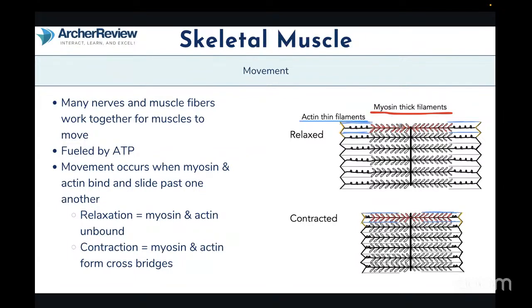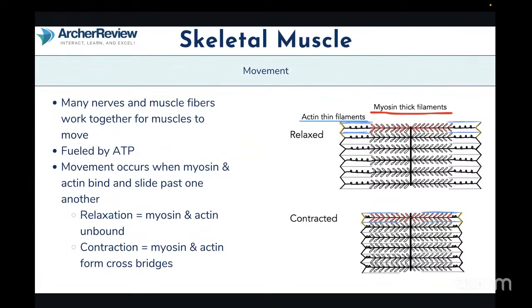They are unbound at this point. We've got actin on the outer parts and myosin in the middle. This is relaxed. But as soon as that nerve communicates with your muscle to contract, it's going to make actin and myosin, well, specifically actin, slide over top the myosin. Notice how myosin kind of stays in place. It's the actin that's going to become bound to the myosin.